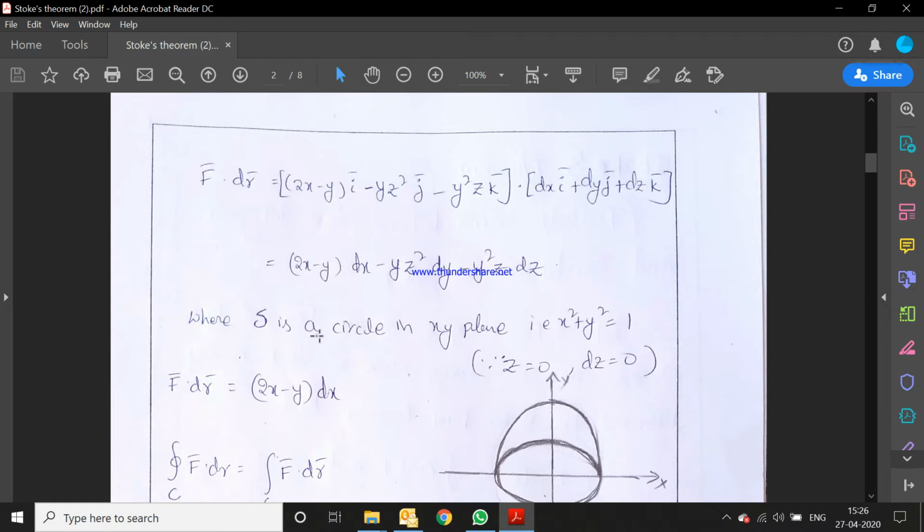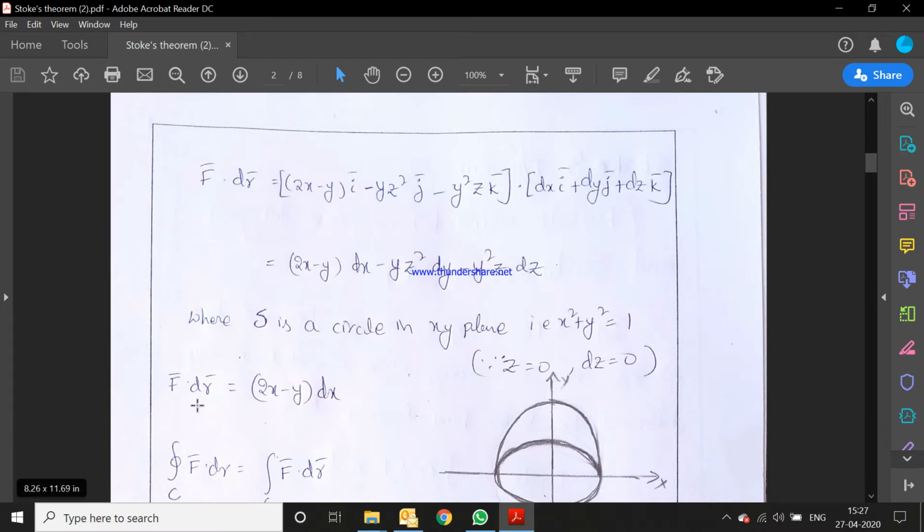Next, where S is a circle in the xy plane, the given surface is a circle in the xy plane, because we are considering only the upper half of the sphere. If you take a ball, that is the shape of the sphere, cut into half, the base is a circle. So if you keep it in the xy plane, then we consider our surface as a circle x square plus y square is equal to 1, because in the xy plane z is 0. So z is 0 means dz is also 0.